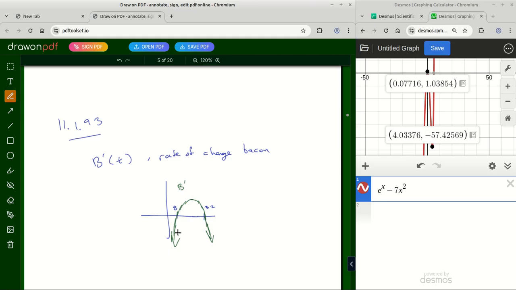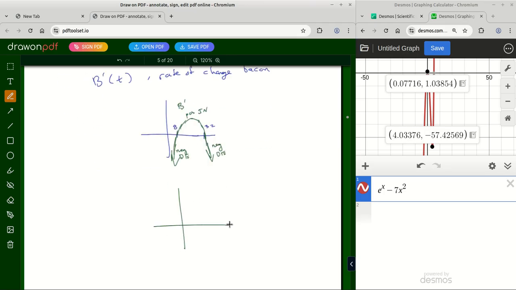Again, notice that we have negative, positive, negative. So if you think about it, this right here means that it's decreasing. This is increasing, and this is decreasing. So if I zoomed out, what would my original graph be? Decreasing means I'm going down up until 8, and then I'm supposed to be increasing for a while until the 32, and then I'm decreasing again.